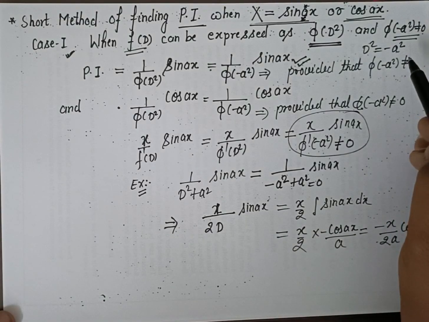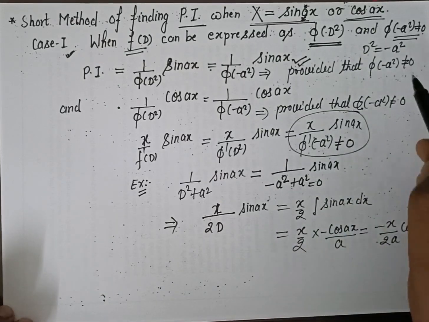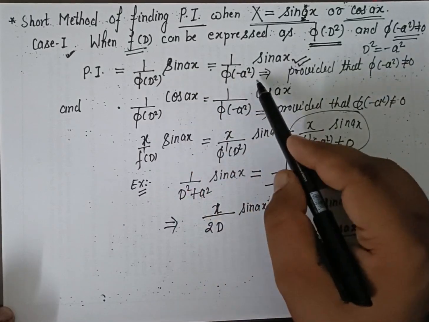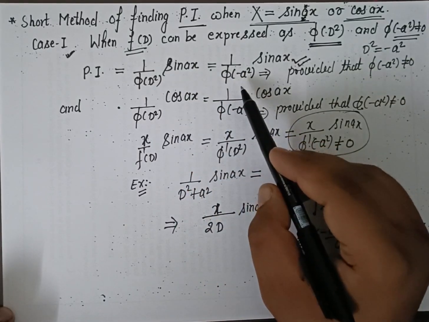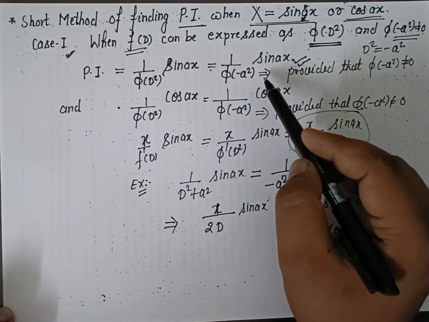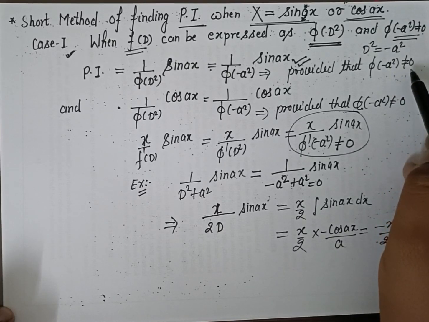They read it as minus a square, and unfortunately they try to write minus a square is equal to plus a square, and they make the mistake. So don't do this. Try to read it as a square with negative sign. So D square will be replaced by a square with negative sign. And this will be the PI, but provided that phi of minus a square should be non-zero.